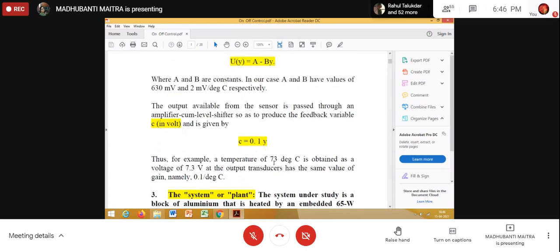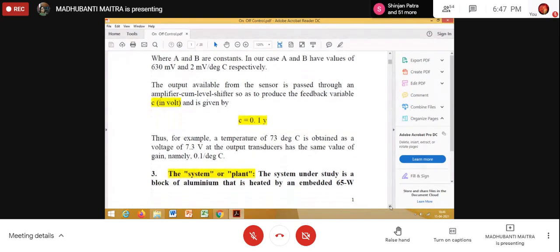So it's clearly written over here. You see that for a temperature of 73 degrees centigrade, if we get a value, or if the temperature of the plant is 73 degree Celsius, then the voltage value will be 7.3 volt. Okay. So again, we see that the conversion ratio of the output transducer is same as the input transducer, and it's given by 0.1 volt per degree centigrade.